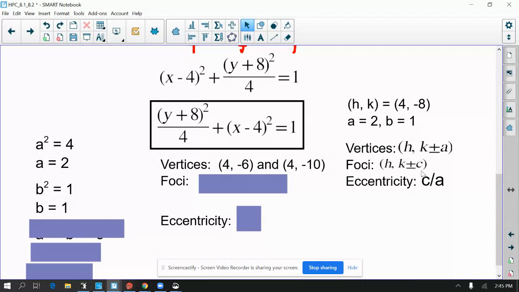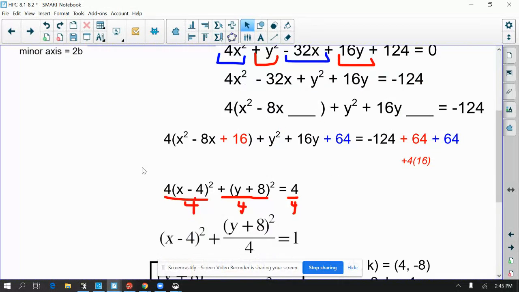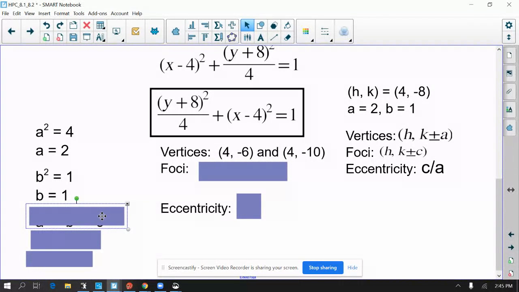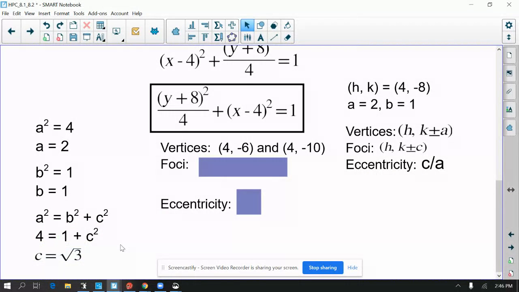The foci are C away from the center, and I don't know what C is. But remember, A squared equals B squared plus C squared. And I know A and B. A is 2 and B is 1, so A squared is 4, B squared is 1. And I can use that to find C. C is radical 3. So the foci are radical 3 away from the center.